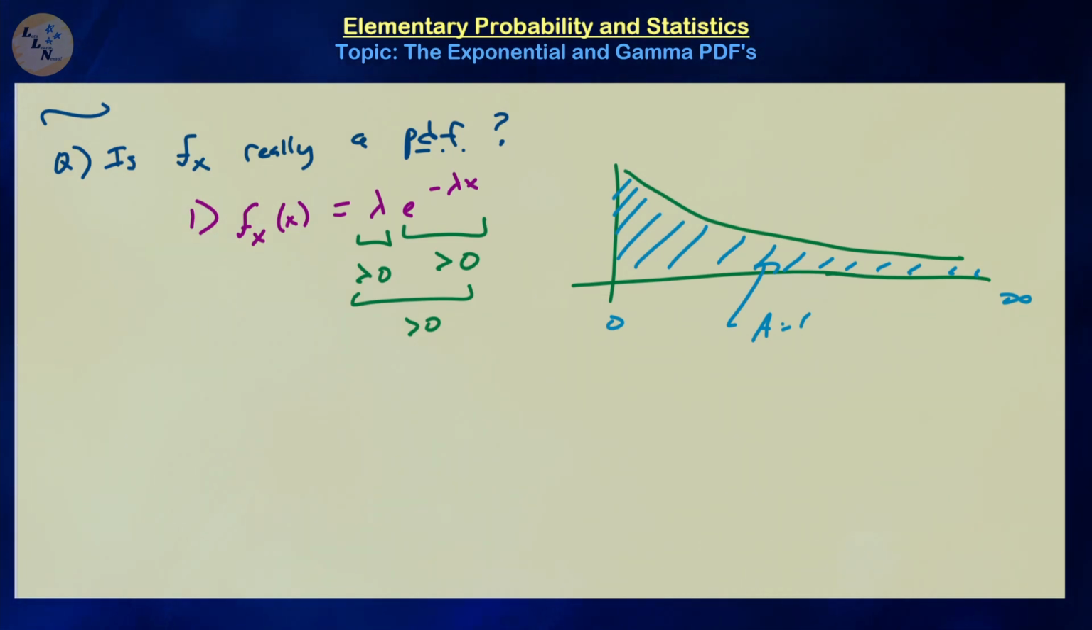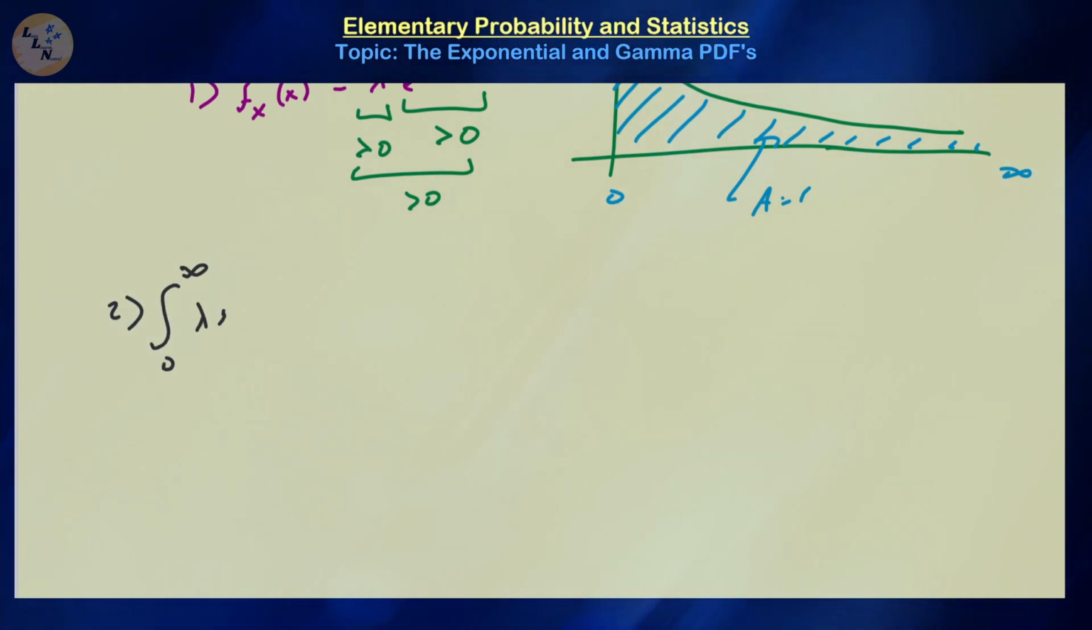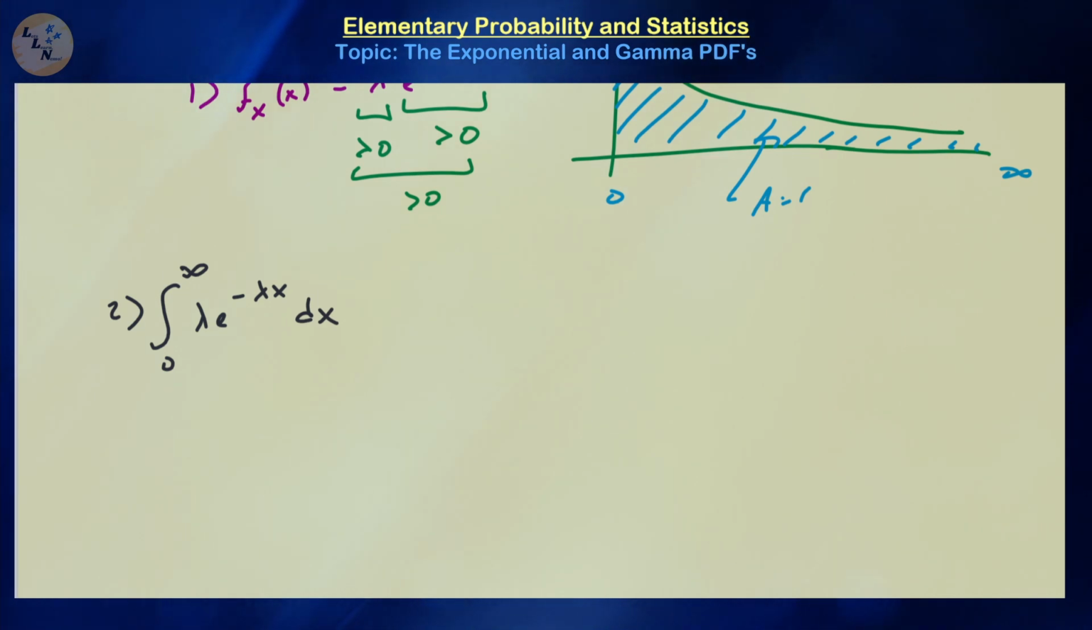If lambda is 1.2, is the area still 1? And if so, then we actually have a family of probability density functions, and that's very, very useful. So is the integral from 0 to infinity of lambda e to the minus lambda x equal to 1, regardless of what the value of lambda is? And the answer is yes.